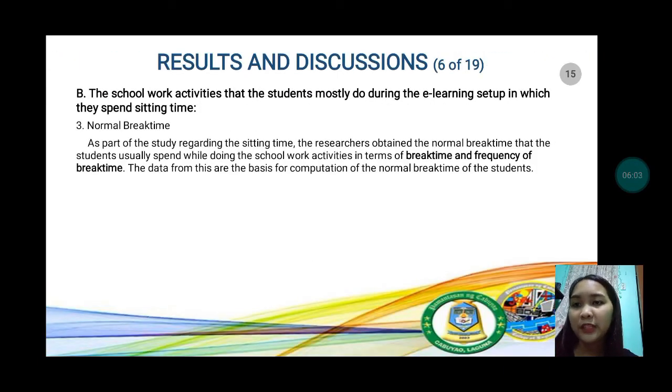For the normal break time, as part of the study regarding the sitting time, the researchers obtained the normal break time that the students usually spend while doing the schoolwork activities in terms of break time and frequency of break time. The data from these are the basis for computation of the normal break time of the students.